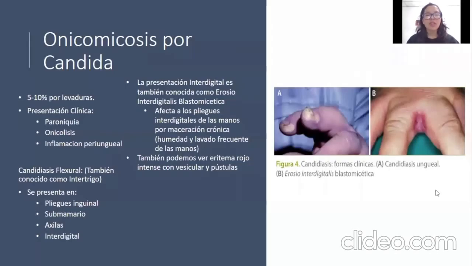Candidal onychomycosis represents 5 to 10% of onychomycosis by yeast. Clinical presentation includes paronychia, onycholysis, and periungual inflammation. Flexural candidiasis, also known as intertrigo, can present in areas such as inguinal folds, submammary folds, armpits, and the interdigital area. The interdigital presentation is also known as erosio interdigitalis blastomycetica. It affects the interdigital folds of the hands due to chronic maceration, humidity, and frequent hand washing. There's also an intense red erythema with vesicles and pustules.